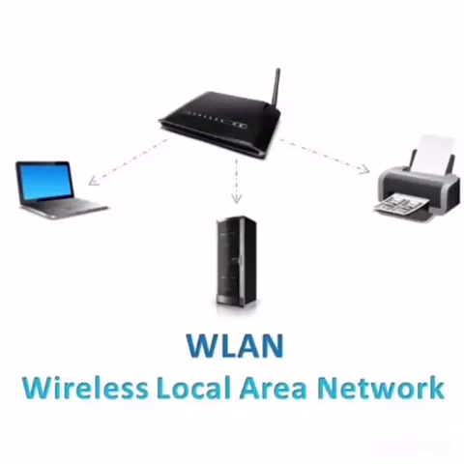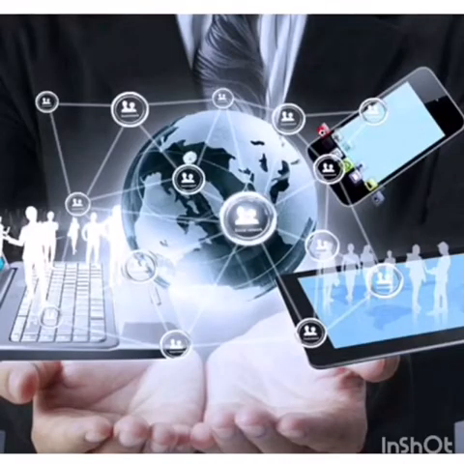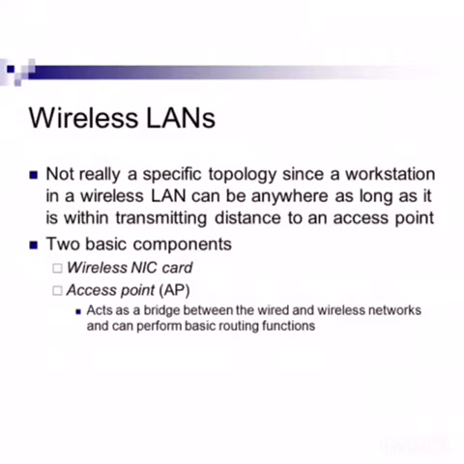The third one is the wireless local area network. A wireless local area network provides wireless network communication over short distances using radio or infrared signals instead of traditional network cabling. A WLAN is a type of local area network.